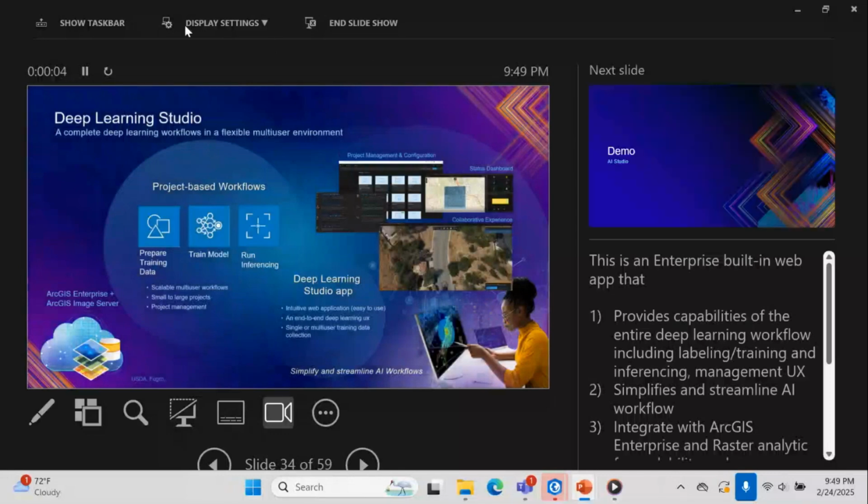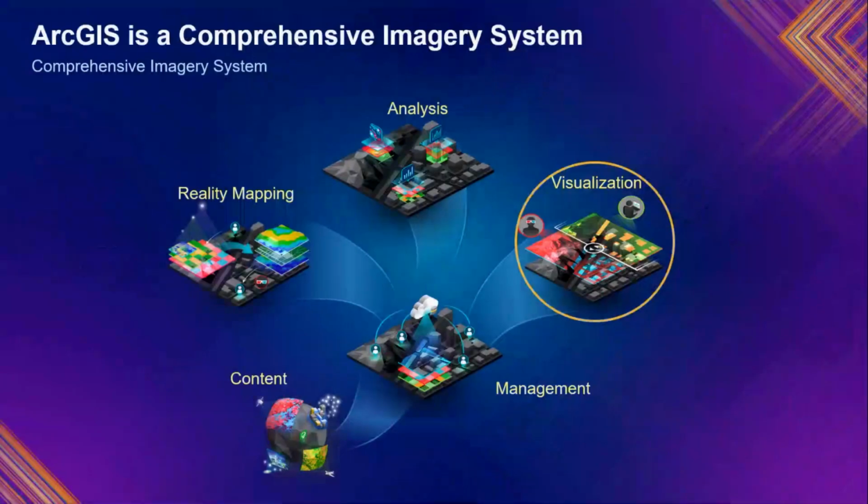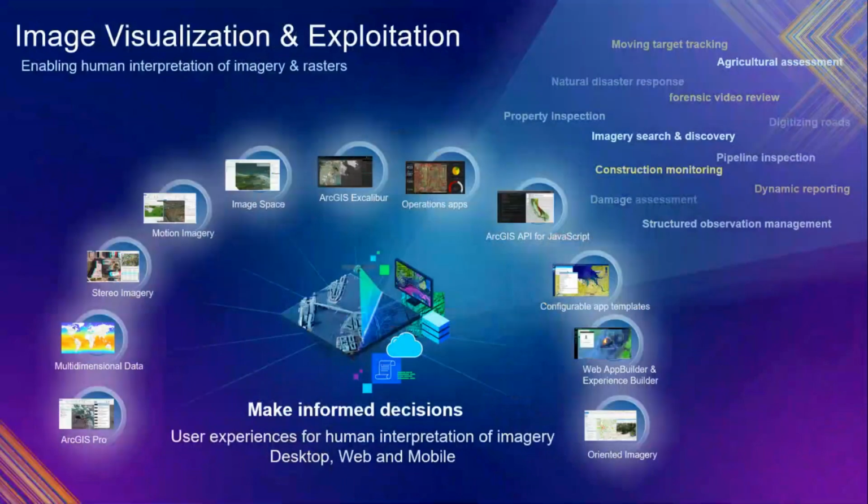Okay, so a quick thing about AI Studio. Next area I want to cover is the visualization. As I said, in the five aspects of the comprehensive imagery system, visualization is about how we make that imagery accessible to users. And there are lots of different ways within ArcGIS.